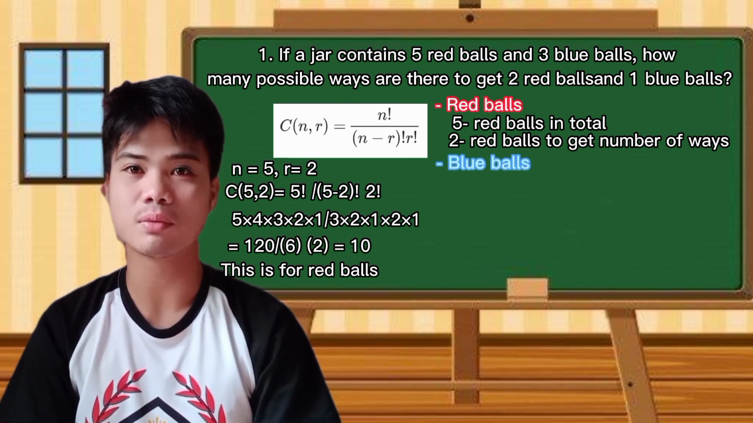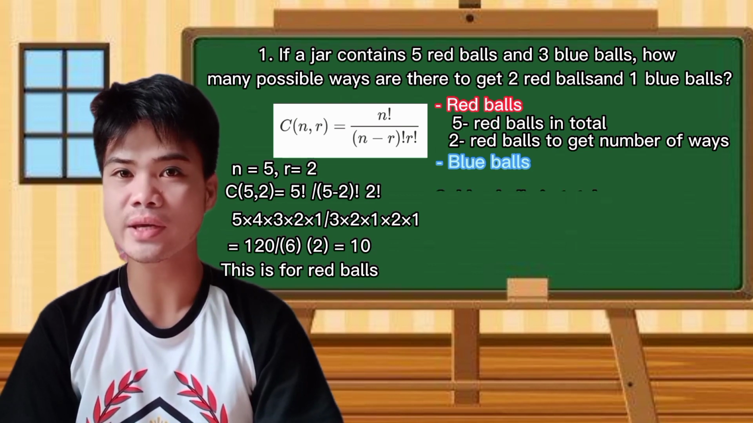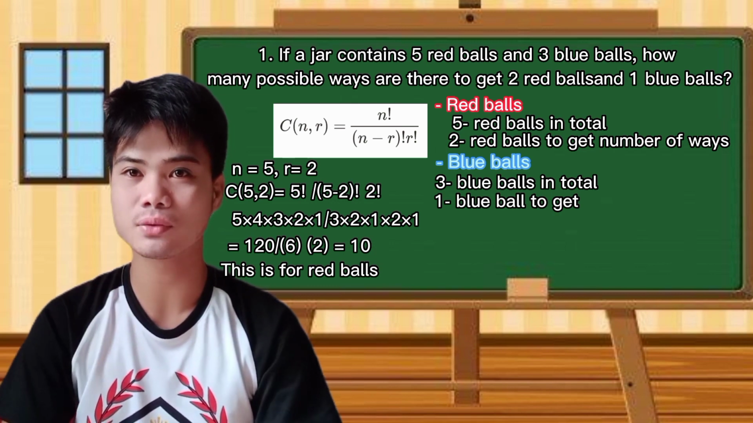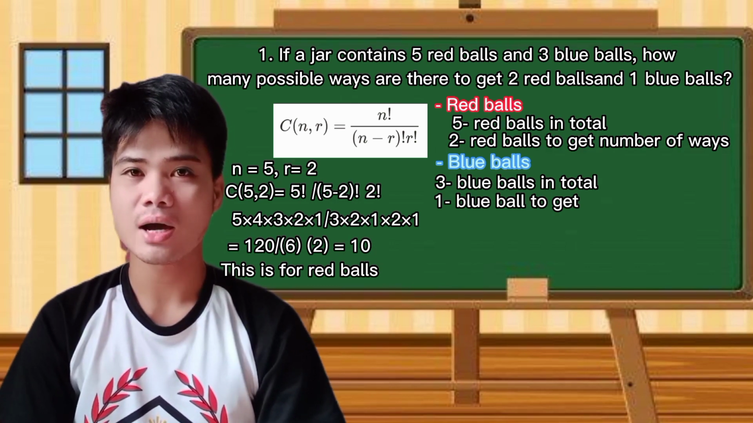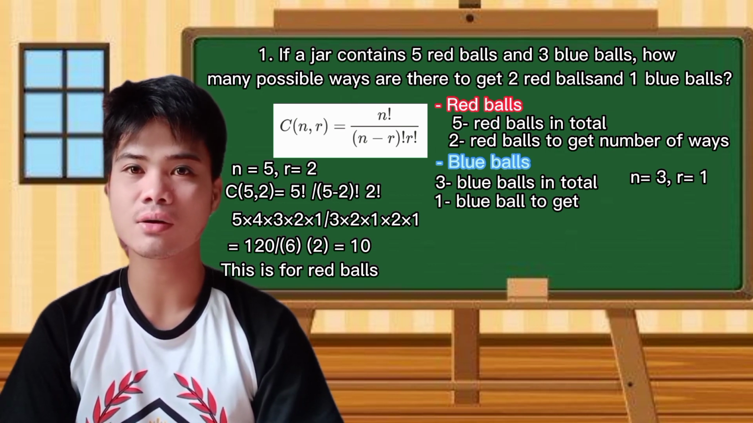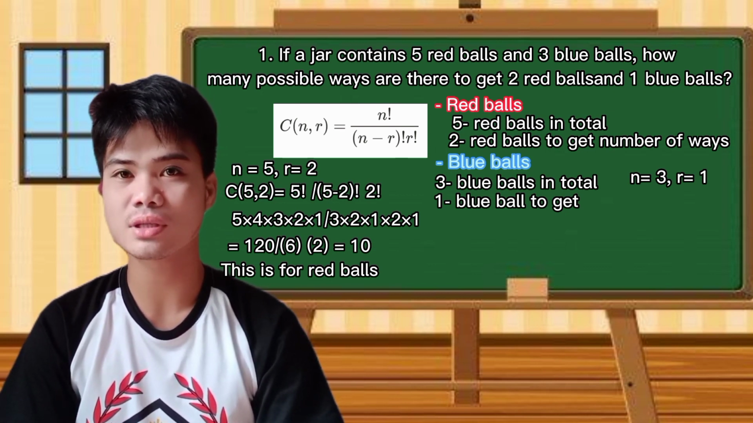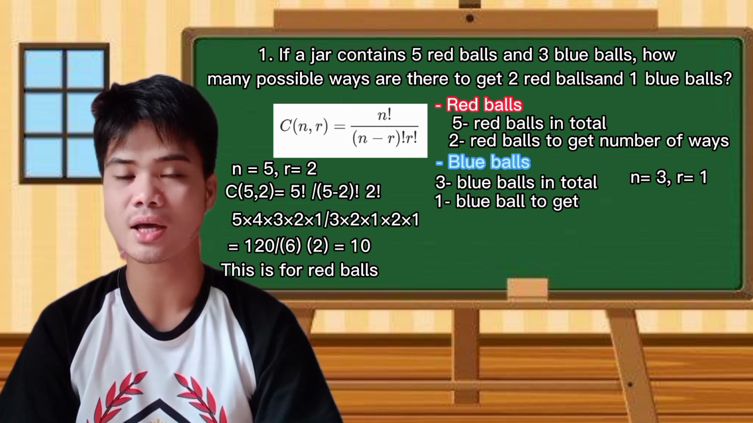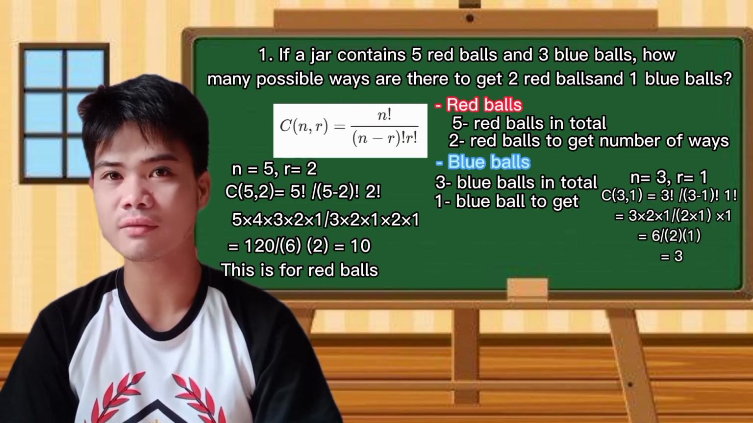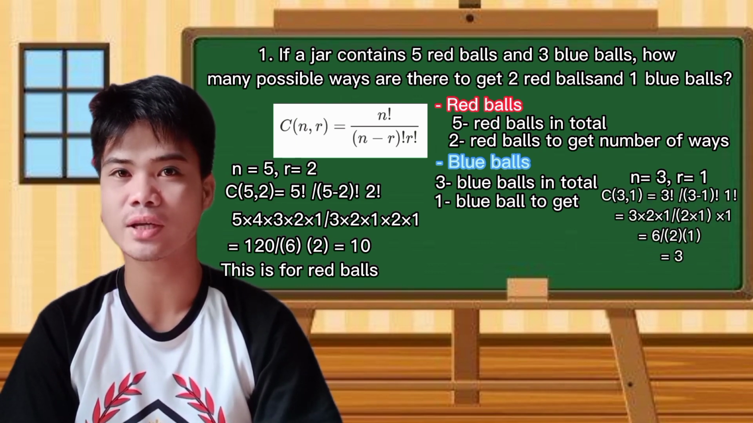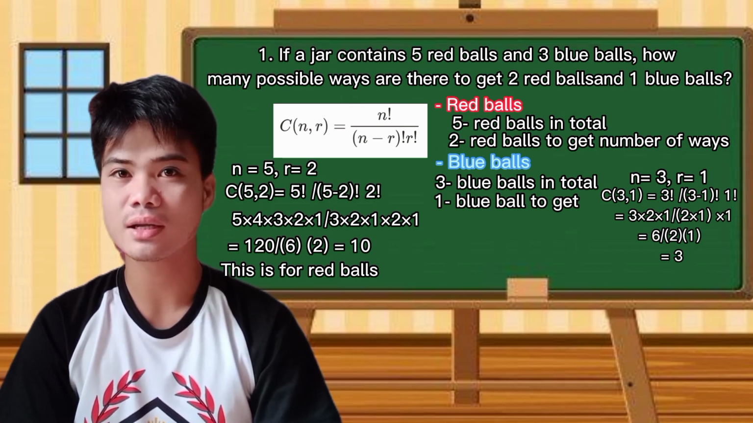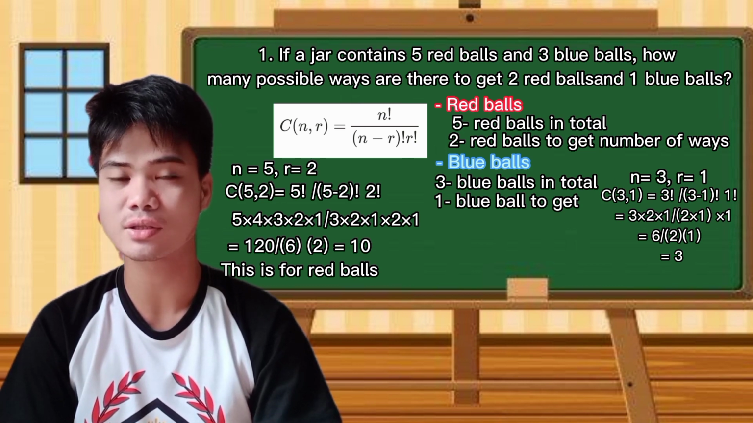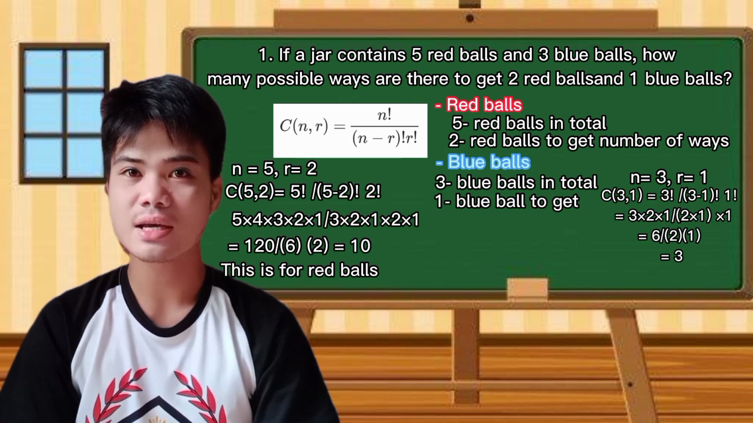Now let's solve for blue balls. There are 3 blue balls in total, and you just find the number of ways to get 1 blue ball. So substitute. Our n is 3 because there are only 3 blue balls in total, and our r is 1 because we just find the number of ways to get 1 blue ball. So 3 factorial divided by 3 minus 1 factorial times 1 factorial. So 3 times 2 times 1 divided by 2 times 1 times 1. So the result is 6 divided by 2, which equals 3. So this is for blue balls.